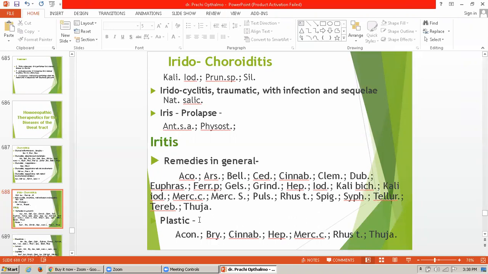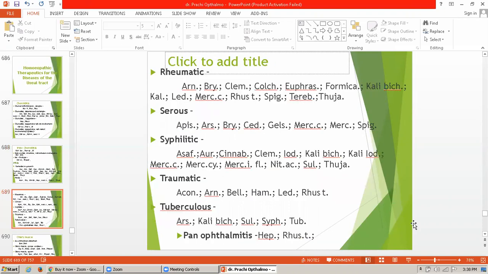When there is a plastic iritis, then aconite, bryonia, cinnabaris, hepar sulph, mercurius cor, rhus tox and thuja may be used. And when iritis is rheumatic in origin, then arnica montana, bryonia alba, clematis, colchicum, euphrasia, formica, kali bichromicum, kali iodide, mercurius cor, rhus tox, spigelia, terebinthina and thuja are useful.